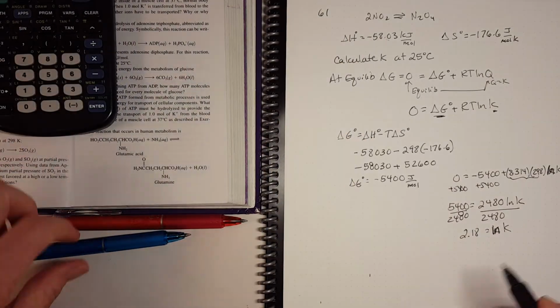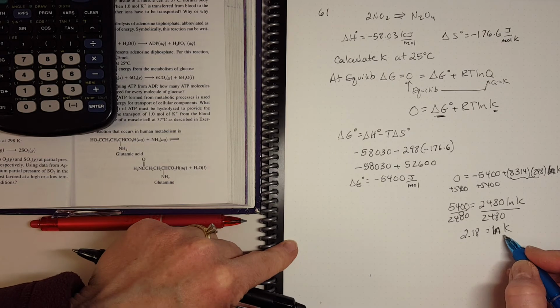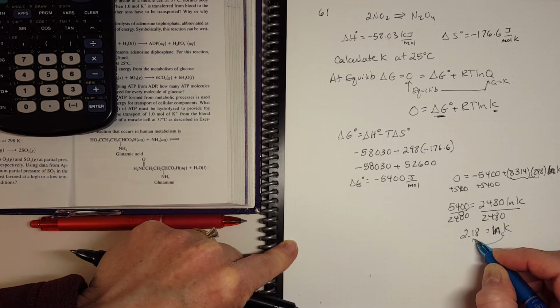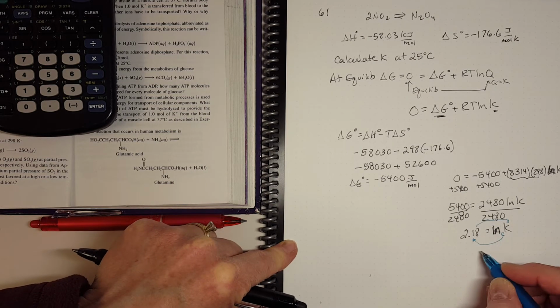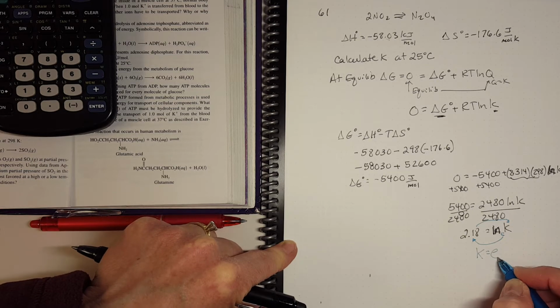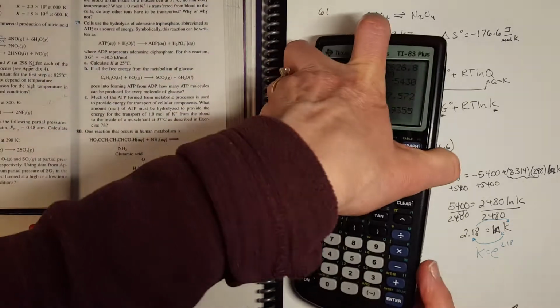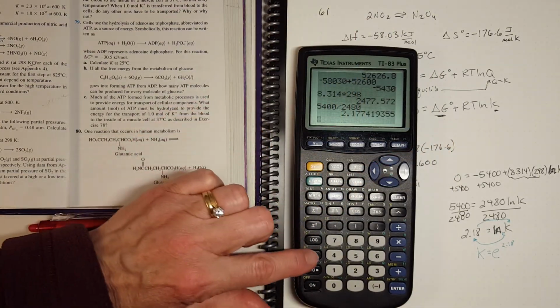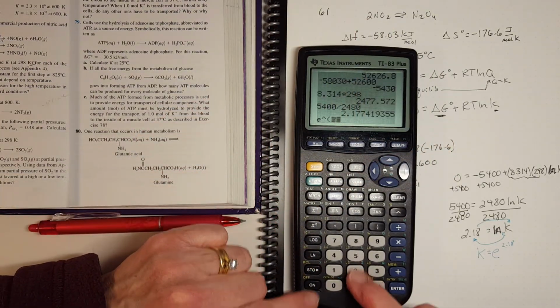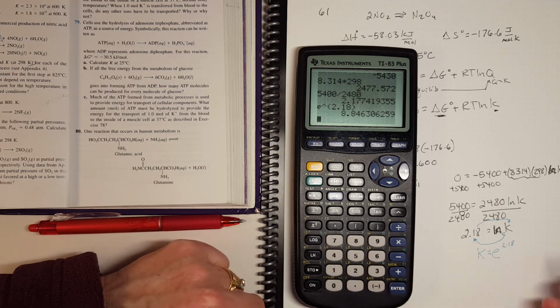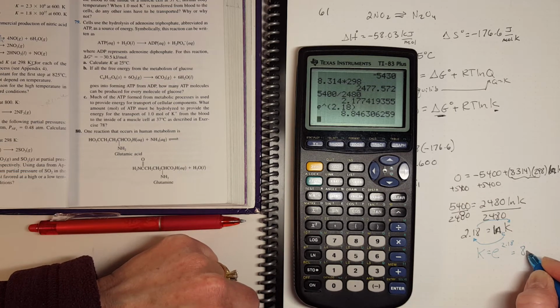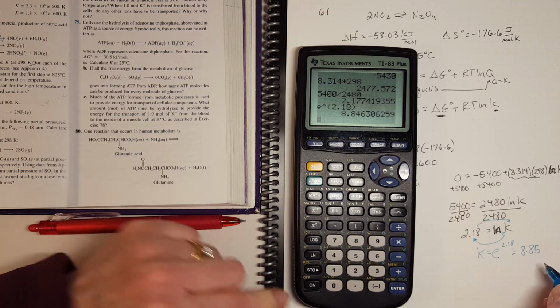Now, how do I get the K? Well, remember, ln means log base e, so e raised to that number equals K. So K is equal to e raised to the 2.18. And so we're going to take our calculator and do e to the x, e raised to the 2.18, and we get K is equal to 8.85.